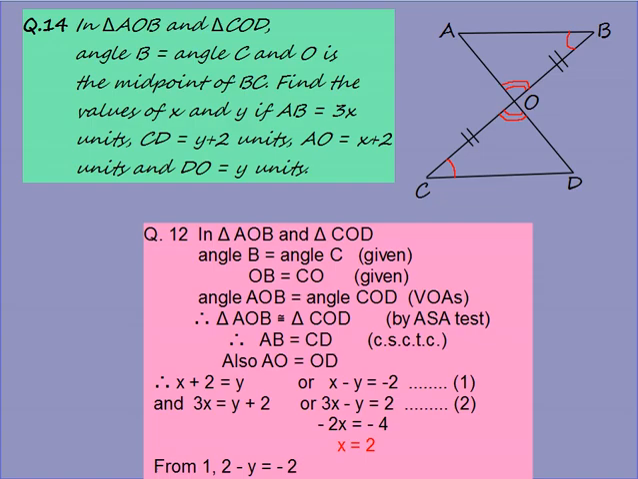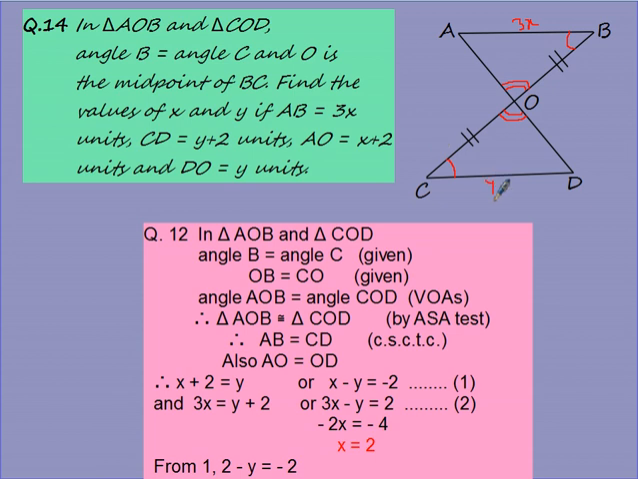And now my last question and I am ending. So this is in triangle AOB, an easy one, and COD. Okay, angle B is given equal to angle C, I have marked them. O is the midpoint of BC, so I have marked them also equal, CO and BO. And now they are asking to find the value of x and y. AB is given 3x, and then CD is given y plus 2.